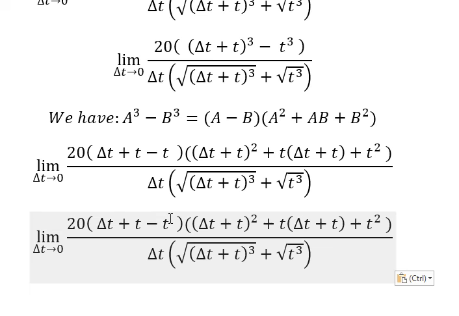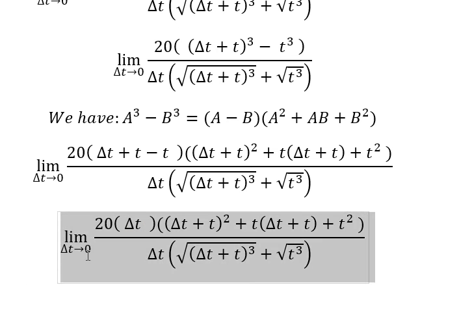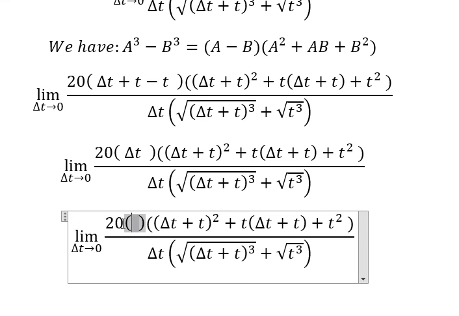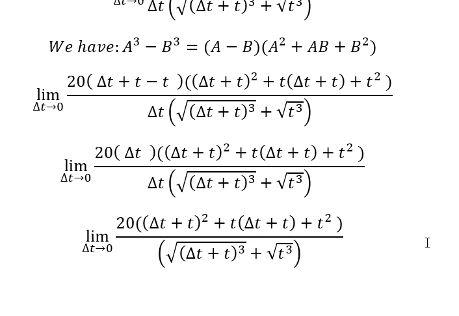So t minus t we cancel. Delta t we simplify. Now delta t approaches number 0, so we put number 0 here, here, and here. And now we have the final answer.